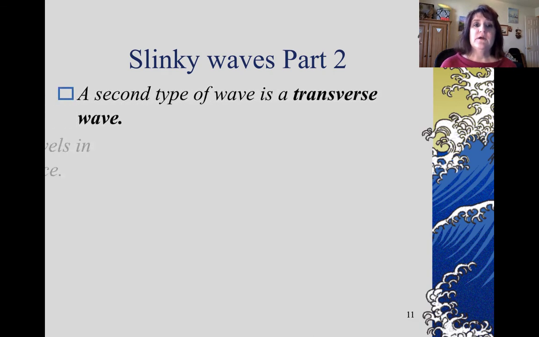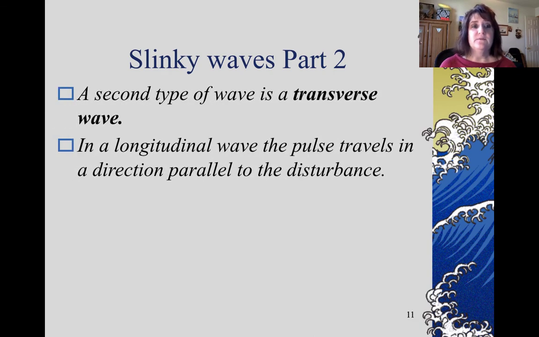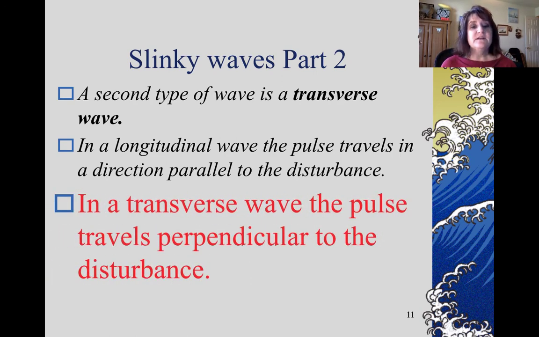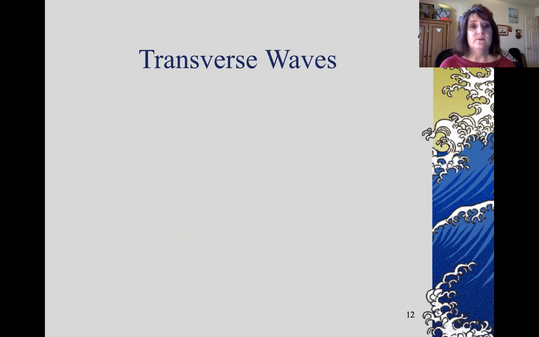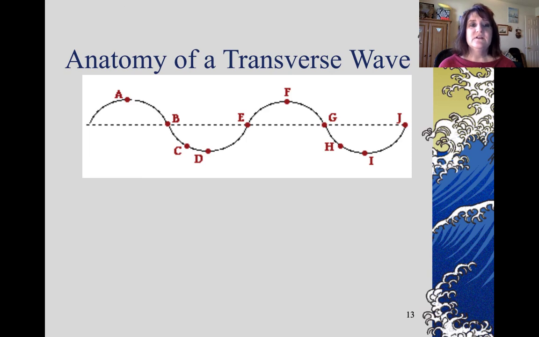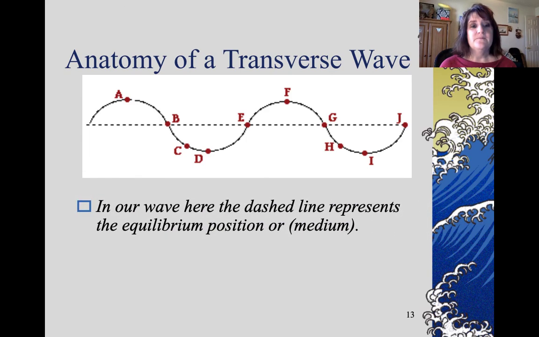The second type of wave is known as a transverse wave. In a longitudinal wave, the pulse travels in a direction parallel to the disturbance. But in a transverse wave, the pulse travels perpendicular to the disturbance. And here's a typical transverse wave.